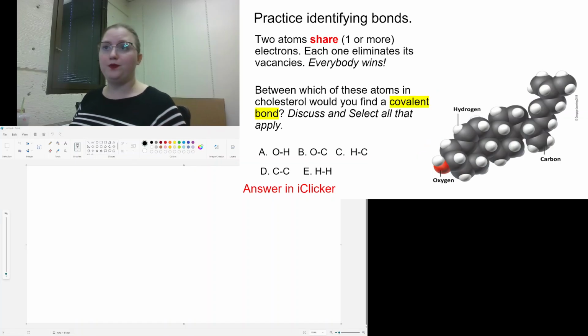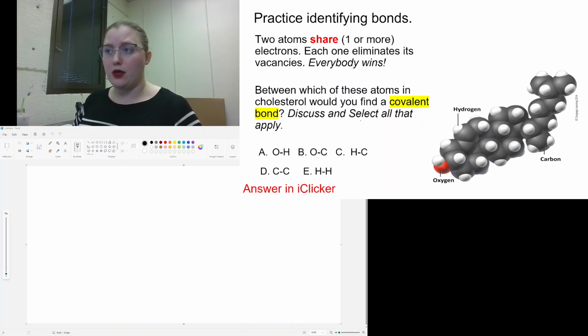Now the next question. If 2 atoms are sharing electrons and getting rid of their vacancies, they are happy, right? Carbons have 4 vacancies, they can make 4 bonds. Hydrogens have 1 vacancy, they can make 1 bond. Oxygen has 2 vacancies, it can make 2 bonds. So between which of these atoms in cholesterol would you find a covalent bond? Select all of these that apply.